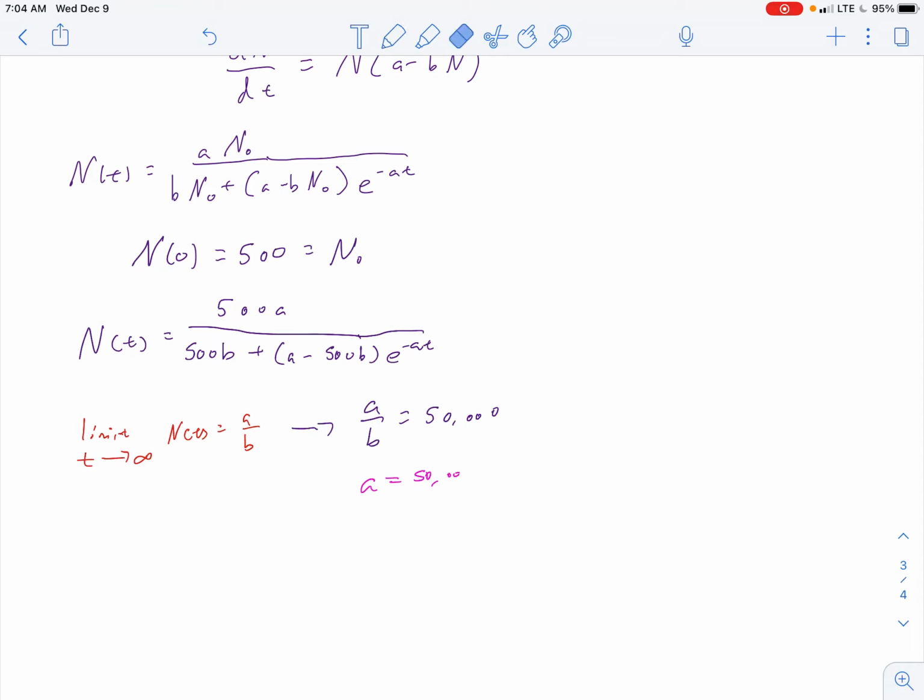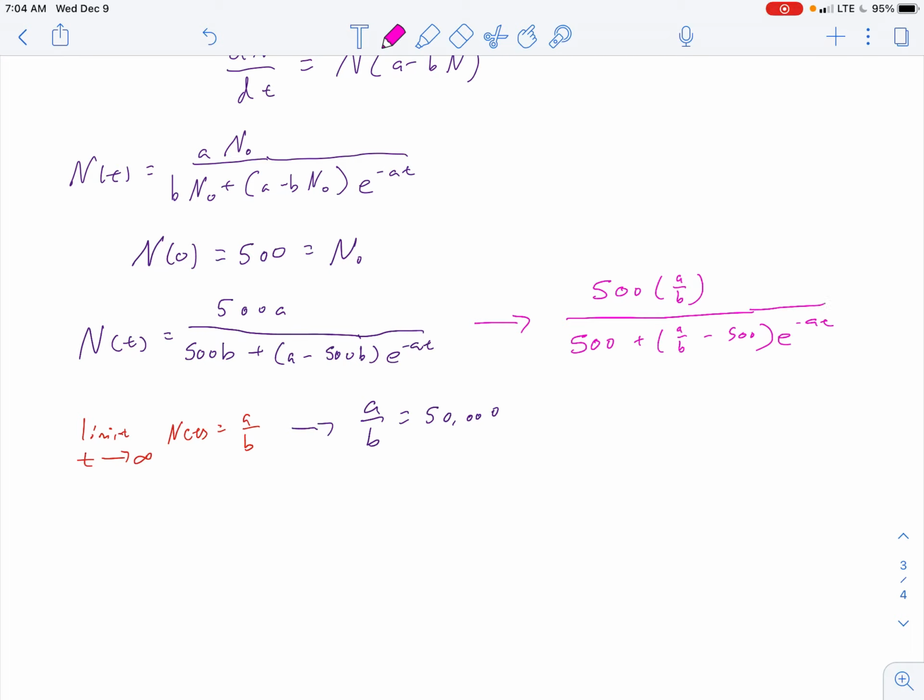What I'm going to do is take the equation that's above and divide the top and the bottom by b, so that I have 500 times a over b, divided by 500 times b divided by b, which is just 1, plus, and then I'll divide that by b, so it's going to be a over b minus 500, times e to the negative at.